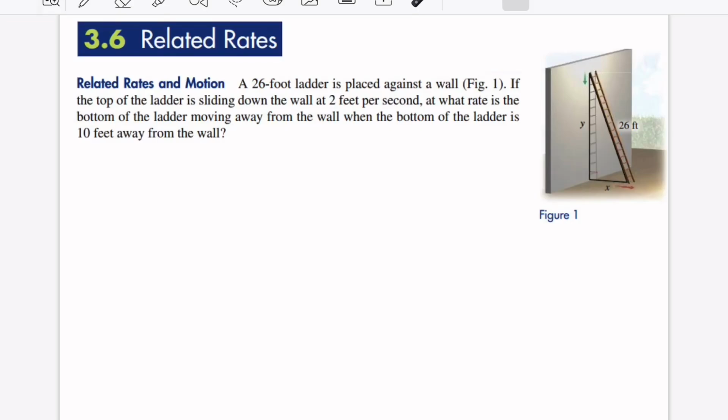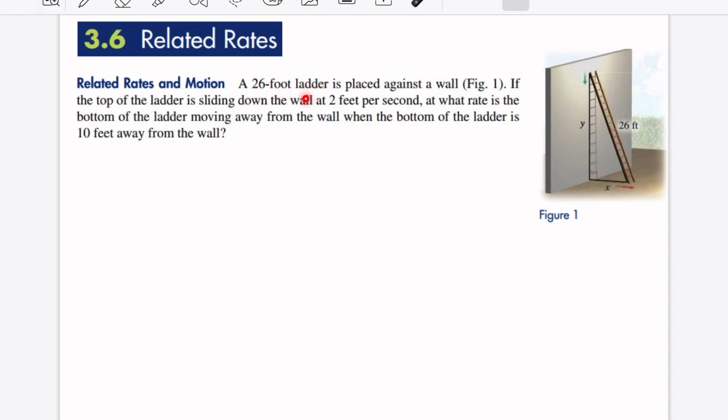So in this video, we're going to go over section 3.6 from our textbook, which talks about related rates. These are all going to be word problems that essentially relate the rates of change of our variables. So let's look at this first example here. We're going to go over related rates in motion.